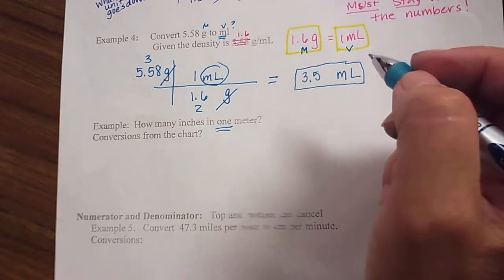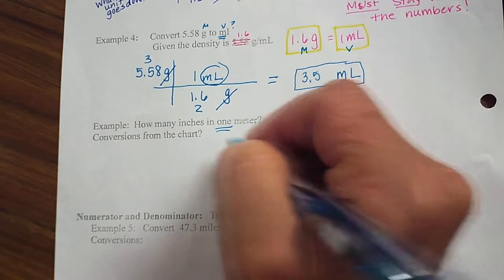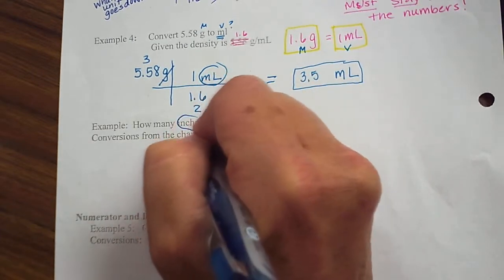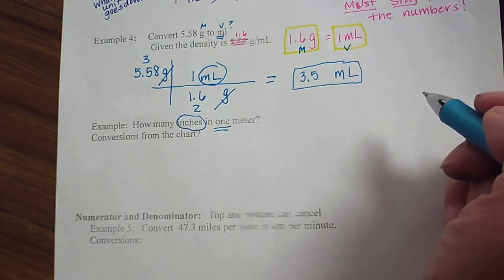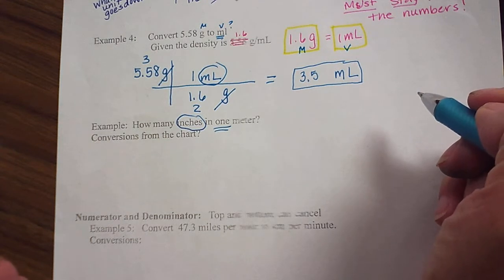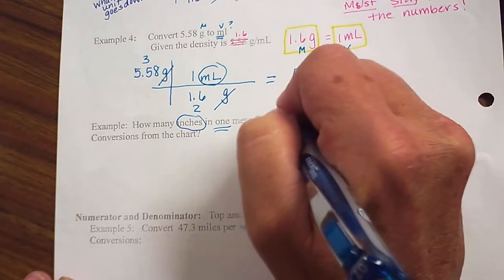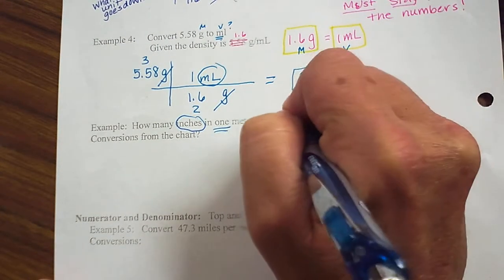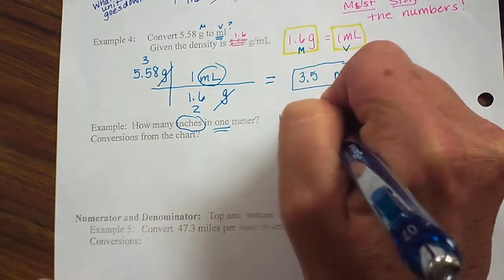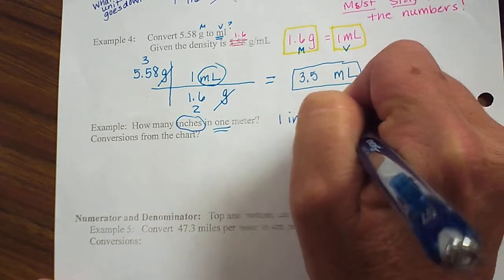So the end of my journey is going to be inches, so I'm going to end in inches, which means I'm going to start with 1 meter. So I'm going to look in my conversion chart for conversions that would be helpful. Definitely helpful would be 1 inch is equal to 2.54 centimeters.